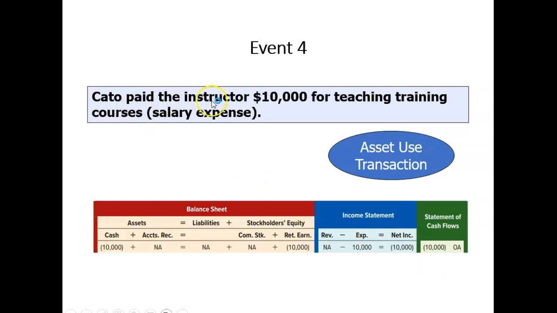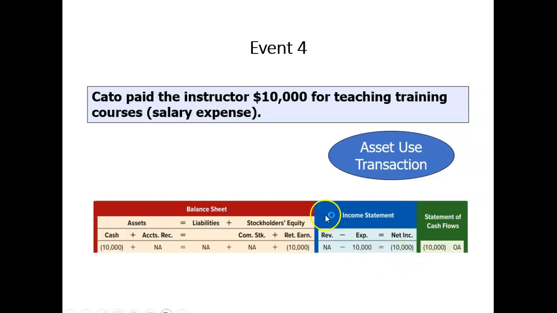Next, we paid the instructor $10,000 for teaching training courses. That's known as an expense, and to be more specific, it's going to be a salary expense. Because you're making a payment, the cash account decreased by 10,000. Retained earnings also decreased by 10,000 because expenses decrease your retained earnings.